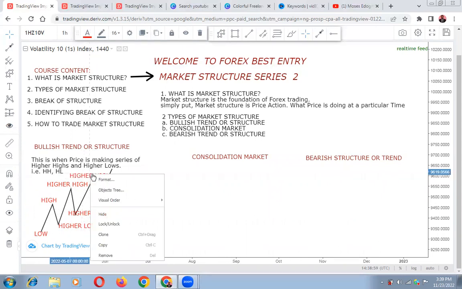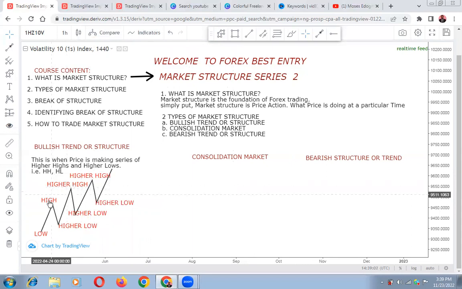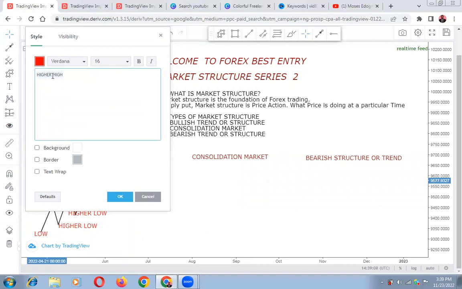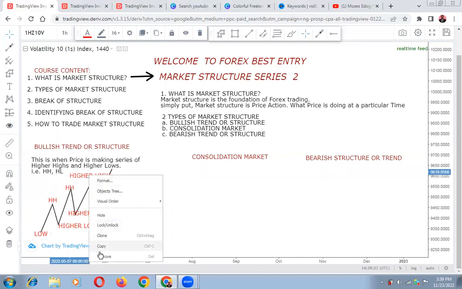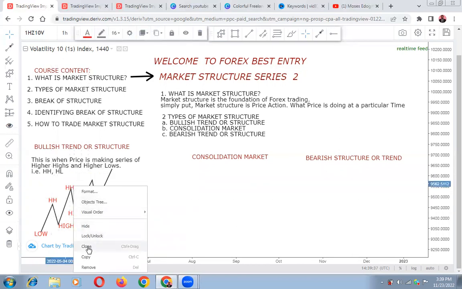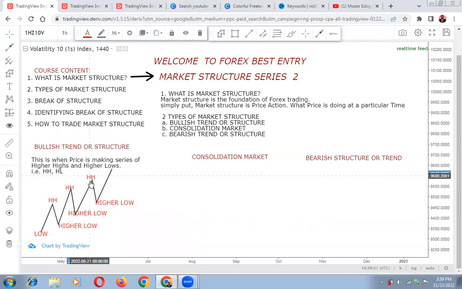Bullish structure. So I can just come and do this. Okay. So you understand that now if I put HH, you know what it means? It means higher highs. And I clone this. This is a higher high. So I'll remove this. So this is a higher high now. This is a higher high. And this, while I clone this, is a higher high.